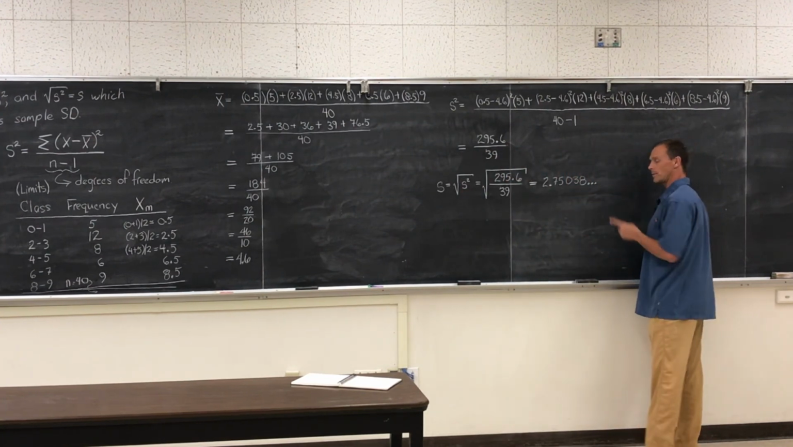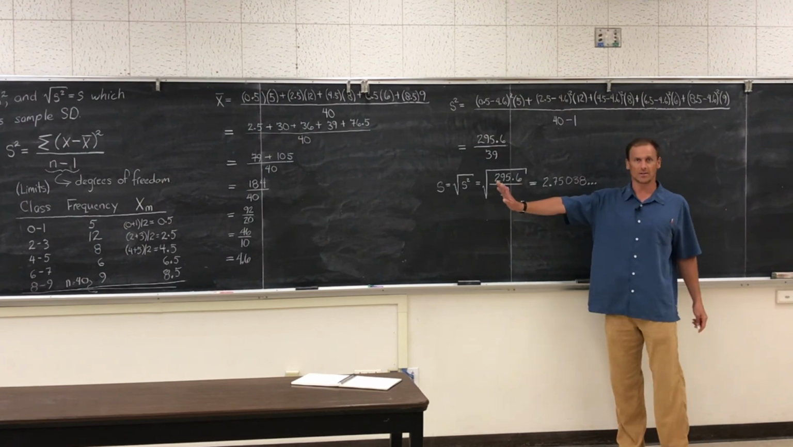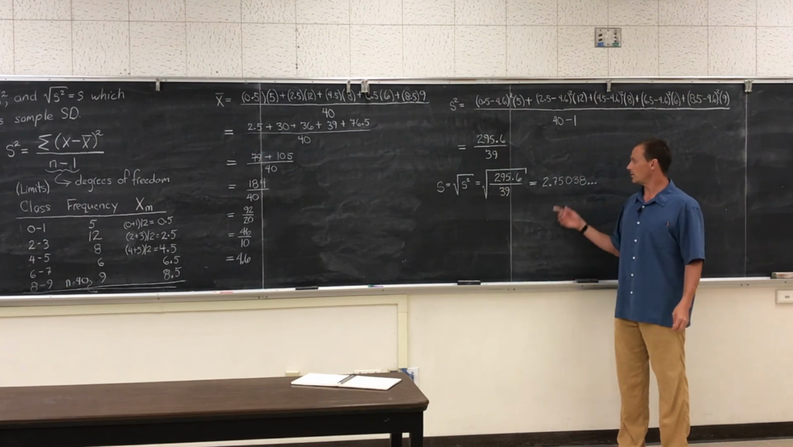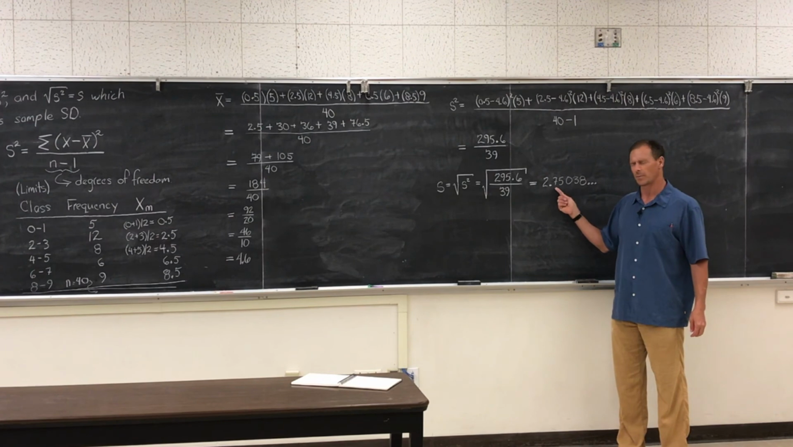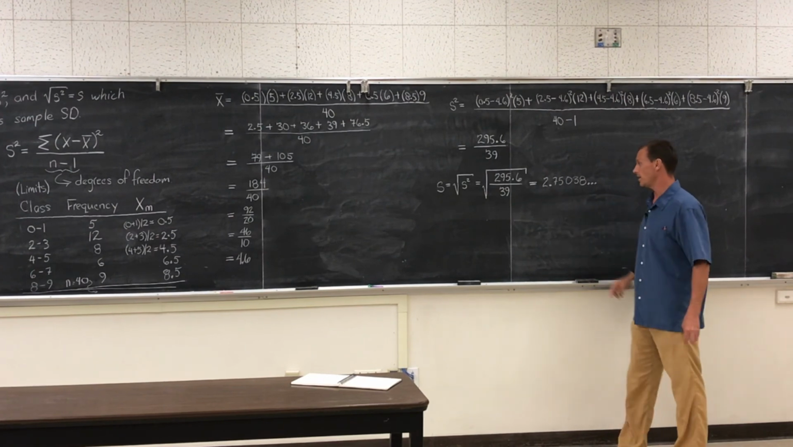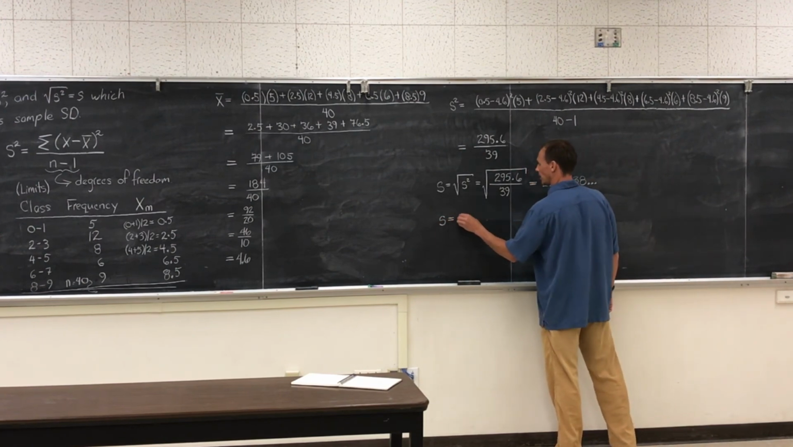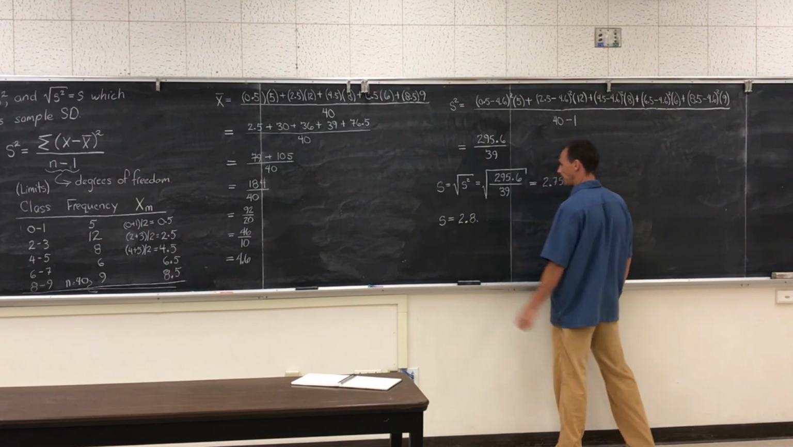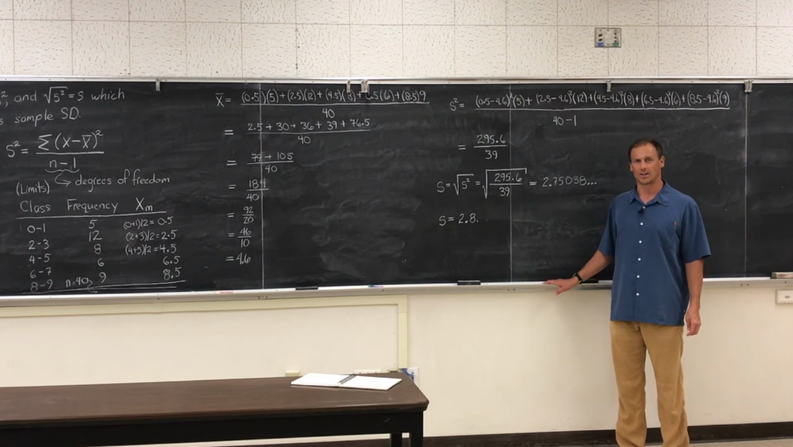Now, but remember our rounding rule. Since our data is in whole numbers, we're going to go to one decimal more than our data. So what we would do is round, and we would say that the standard deviation is 2 point. And that is how you calculate the standard deviation from a frequency distribution. Thank you.